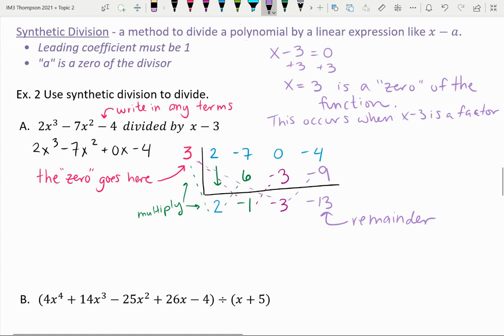So now I have to make sense of what I've got left. What I have left are the coefficients of what's called the depressed equation. I started with 2x cubed as my leading term, and I divided by x, which means I've lost an x, right? So my result is going to have a largest term of x squared. So this is going to be an x squared term, this is going to be an x, and this is going to be a number. It's going to be a constant.